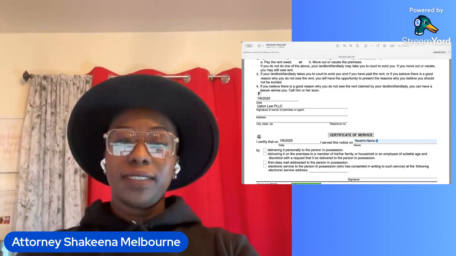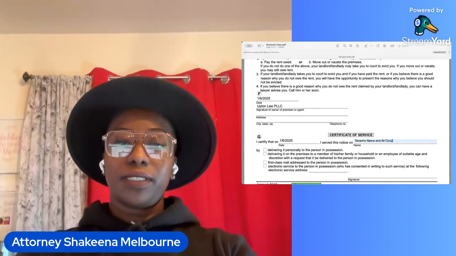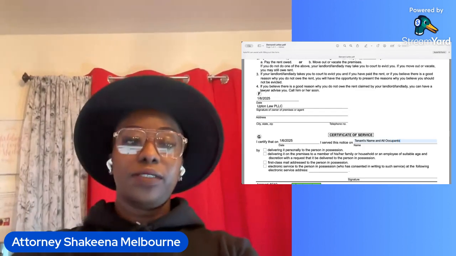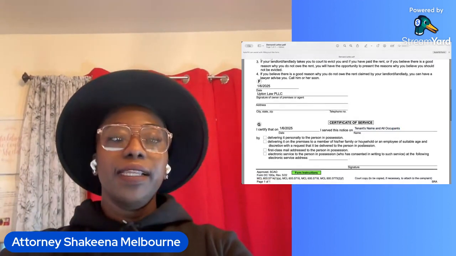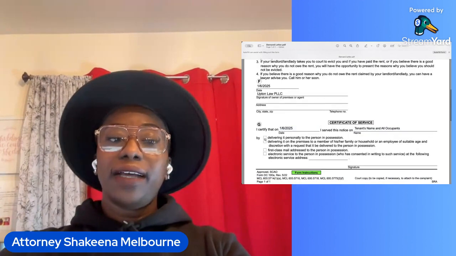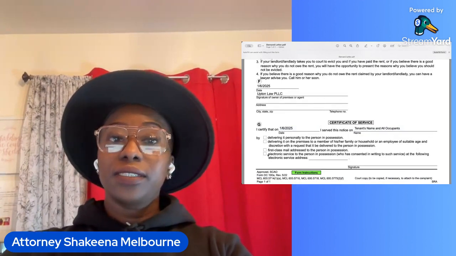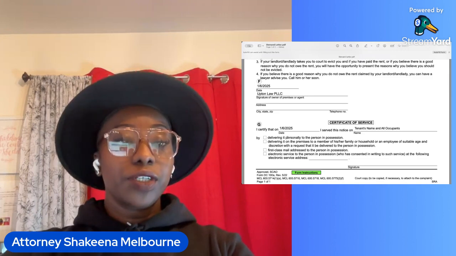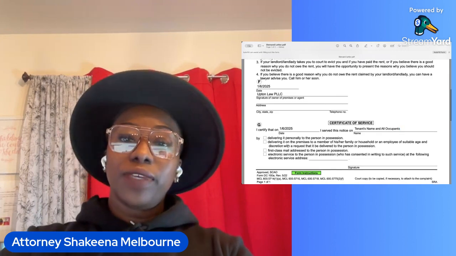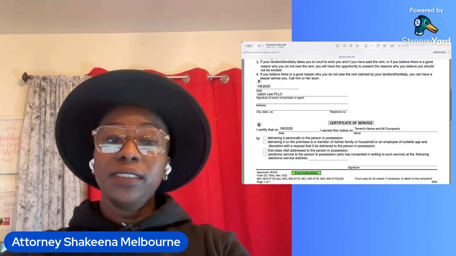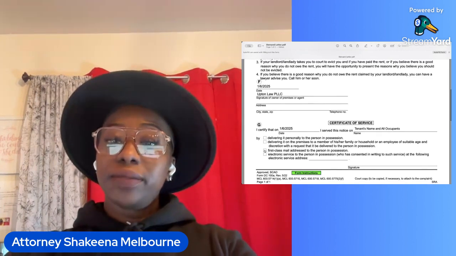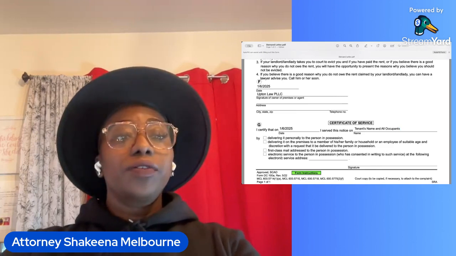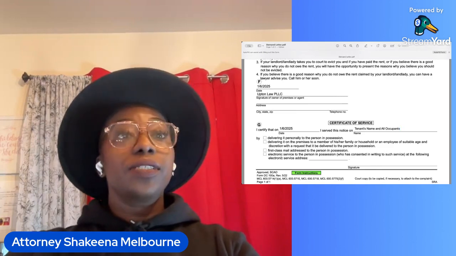We're going to put the tenant's name and all occupants here, because that's who we're serving this notice to quit to. Now, you must say how you submitted this notice to them. Did you personally serve it? Did you give it to a family member or friend over the age of 18? Did you send it by first-class mail? Did you offer it by electronic service, which is email?